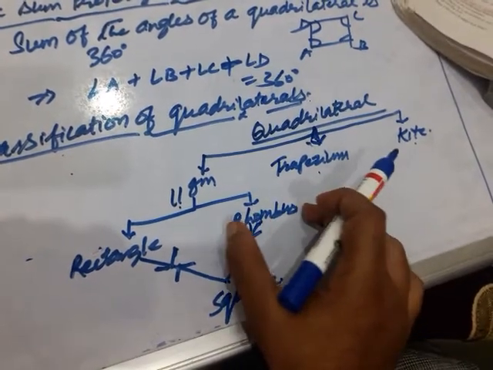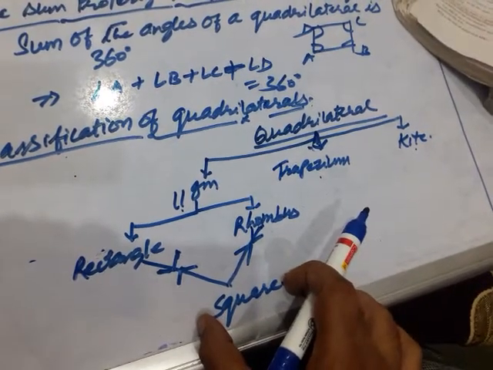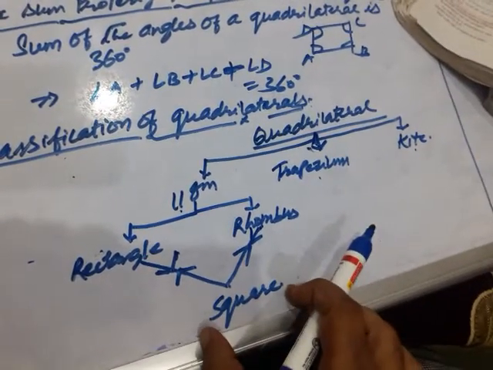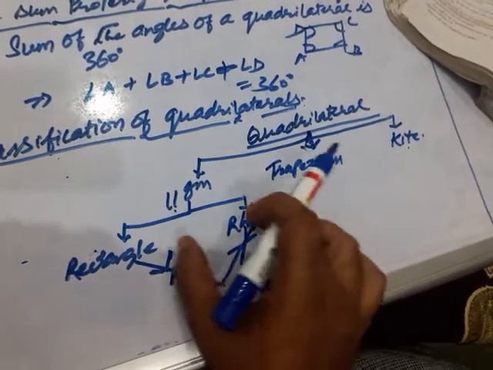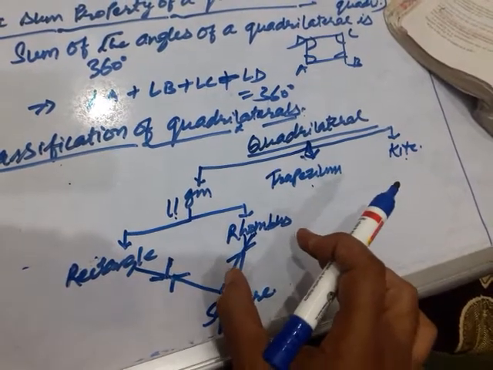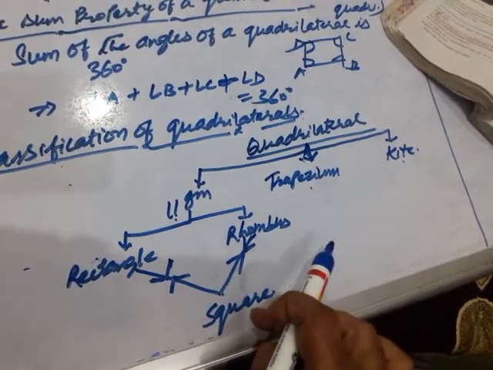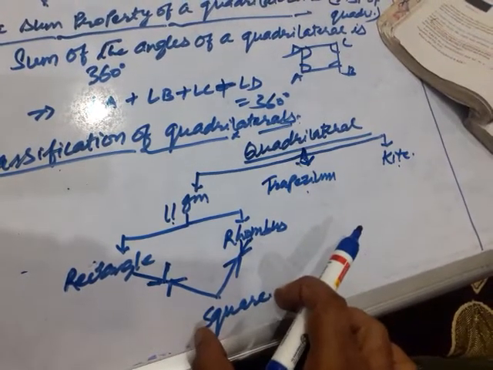But when a rhombus has one of its angles equal to 90 degrees, then the rhombus becomes a square. A rhombus is a parallelogram whose four sides are all equal, and if one of its angles is 90 degrees, then it becomes a square.